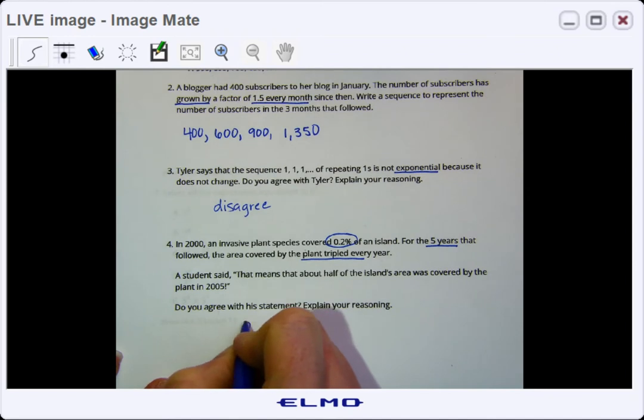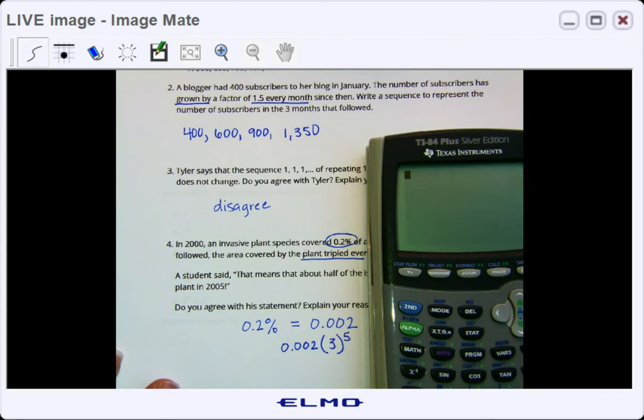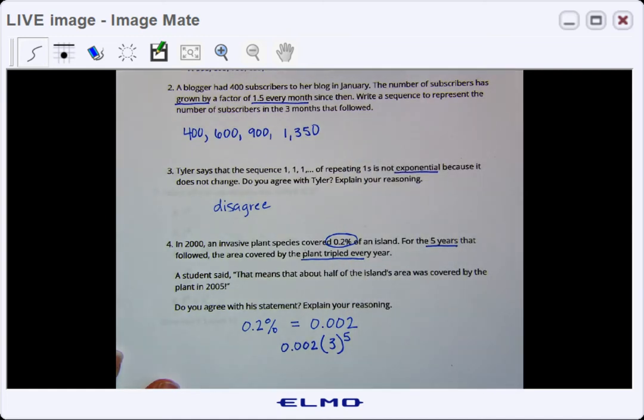So originally 0.2%, and 0.2% as a decimal would be 0.002. Okay, so we're going to take that number 0.002 and multiply it by 3 5 times. So 3 to the 5th is how we do that. All right, so put that in here, 0.002 times 3 to the 5th is 0.486.